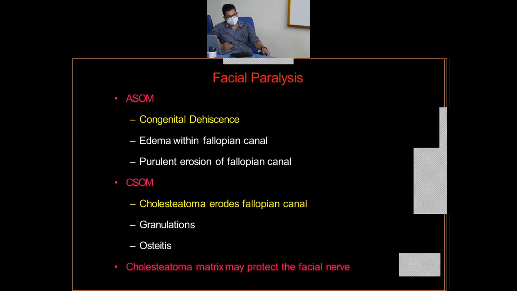When the cholesteatoma erodes the facial fallopian canal, the infection will spread to the facial nerve and lead to facial paralysis, or direct destruction of the facial nerve. The cholesteatoma may cause facial paralysis, then granulation tissue may cause facial paralysis, and along with that, the osteitis of the bone, as I told already in mastoiditis. Obviously there will be destruction of the canal wall, so ultimately the facial nerve will get exposed or destroyed.